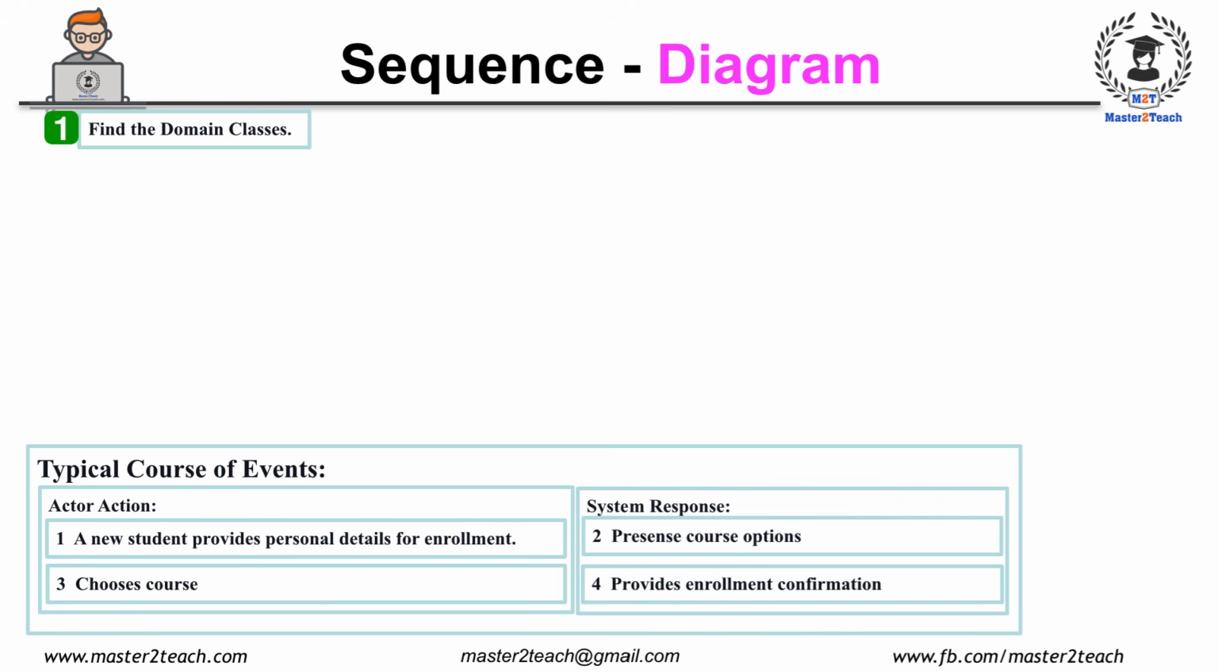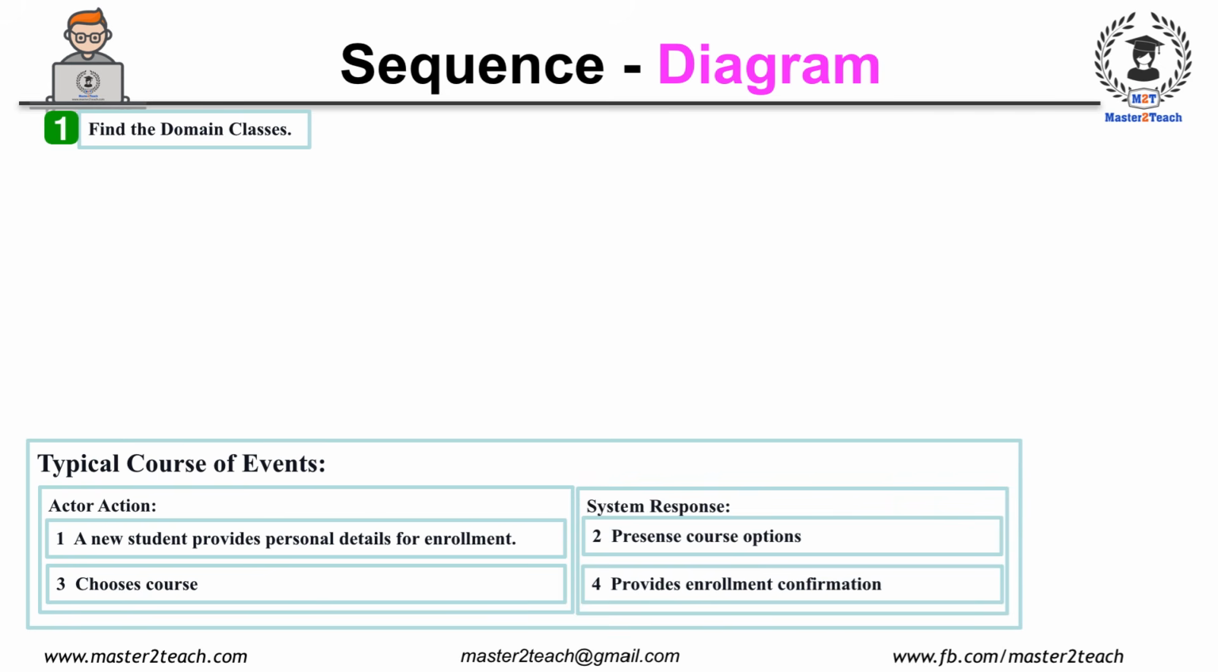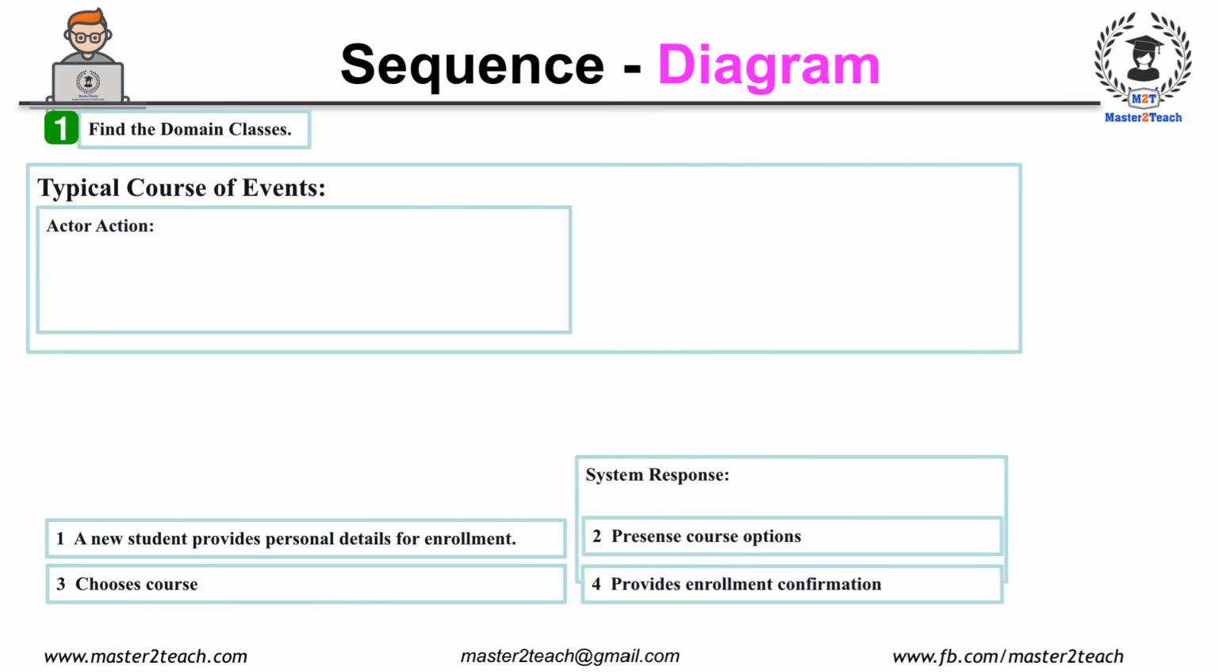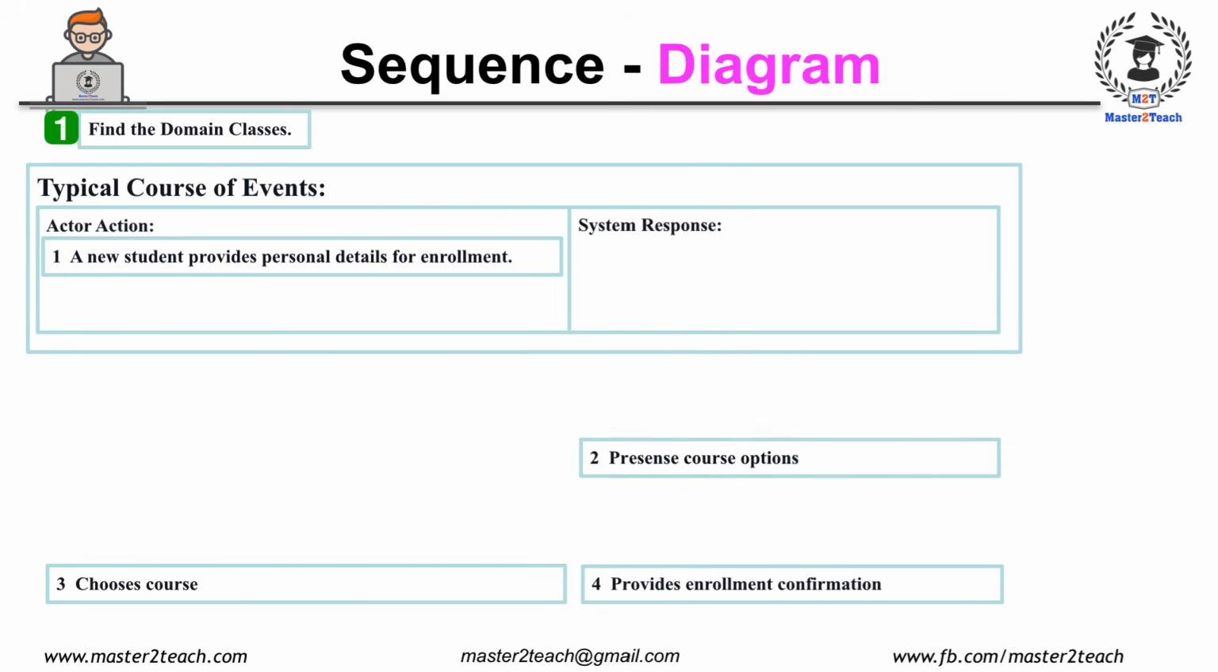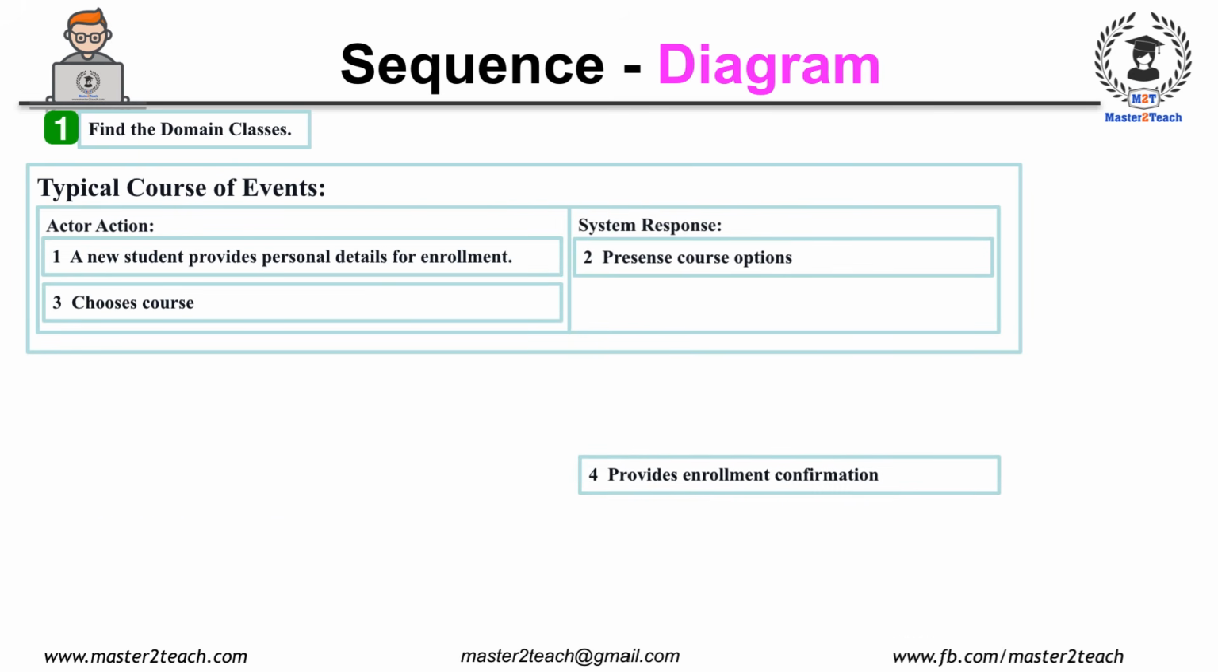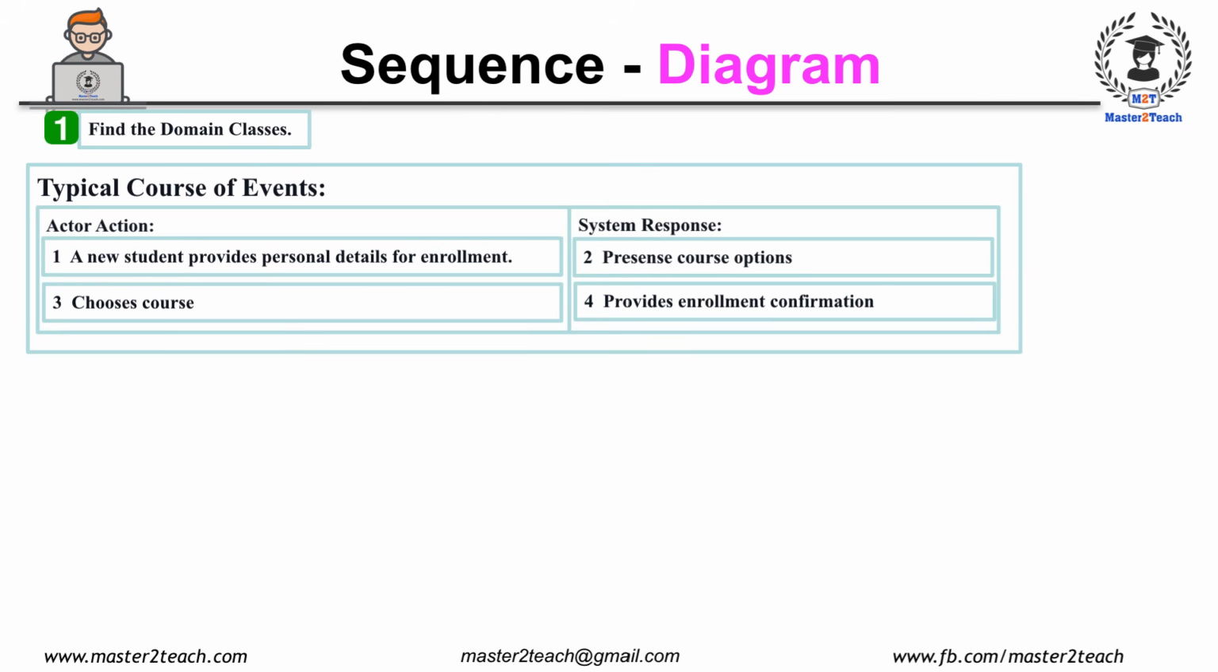So, the first step is to go through the use case description and list the domain classes. How to find domain classes? I have already explained in detail how to find domain classes in the previous video. If you haven't gone through it, please find the link at the top right corner of this video or in the description below. The major classes which need to be defined while executing the use case are the domain classes.